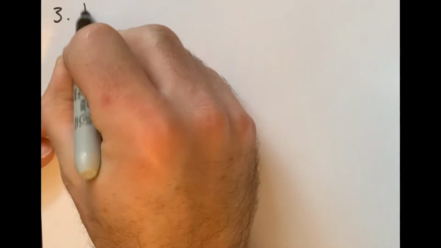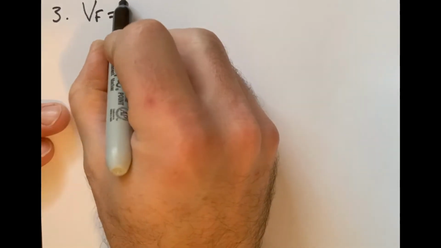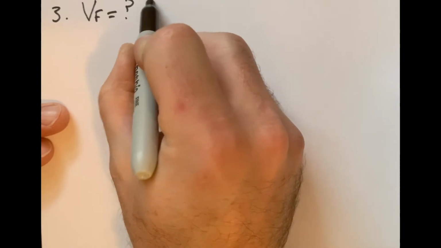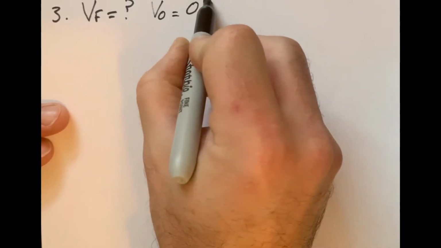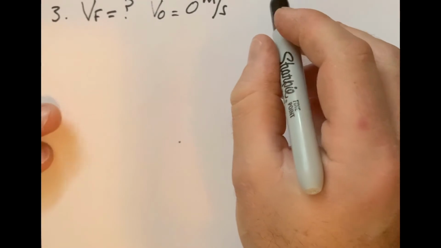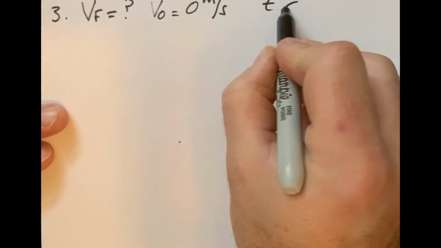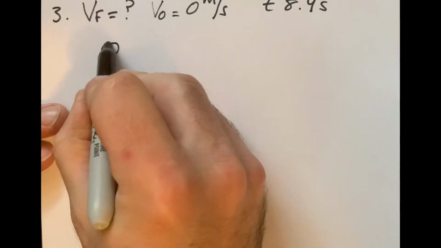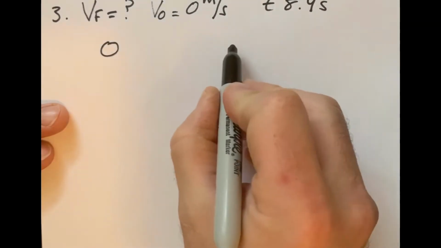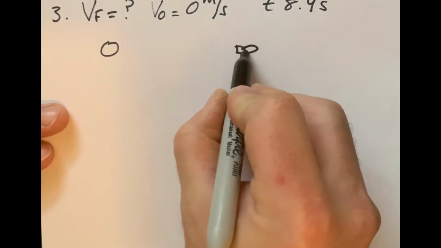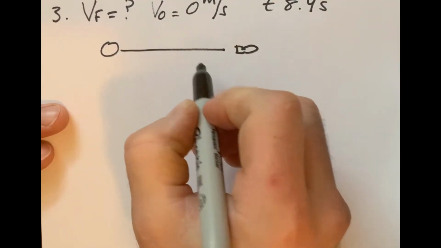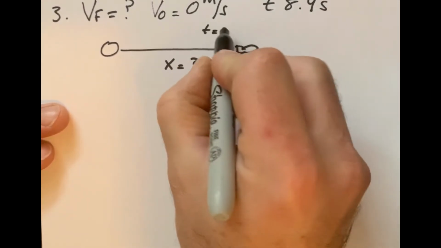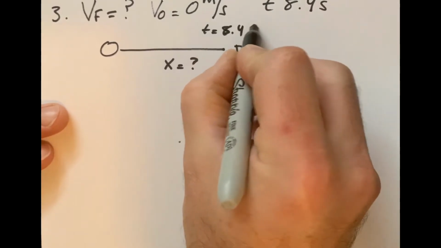So we are trying to solve for velocity final. We don't know what that is. We do know that his initial speed is 0 meters per second. The question also tells us that his time is 8.4 seconds. Let's draw a little picture. Here's my turtle, because turtles are hard to draw, and he's going to catch up with the fish over here. He's got to travel that distance. The distance, we don't know what it is, but we do know the time equals 8.4 seconds.